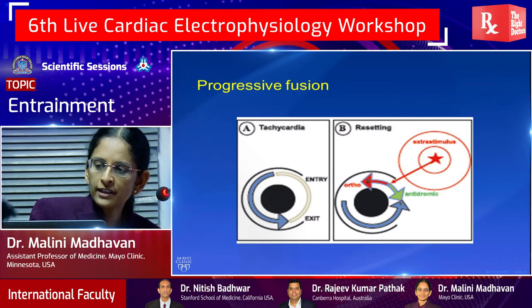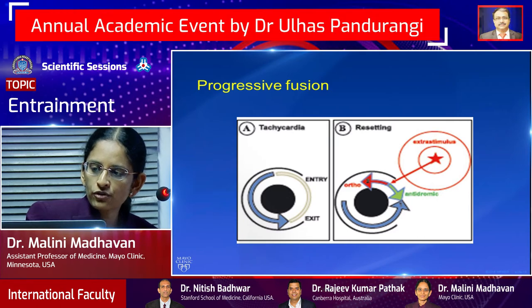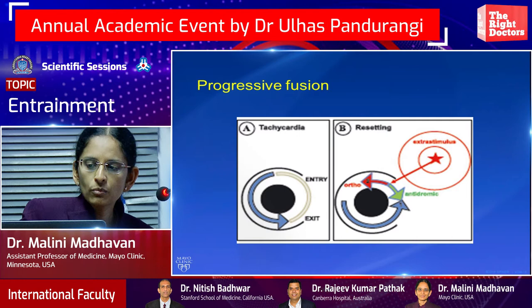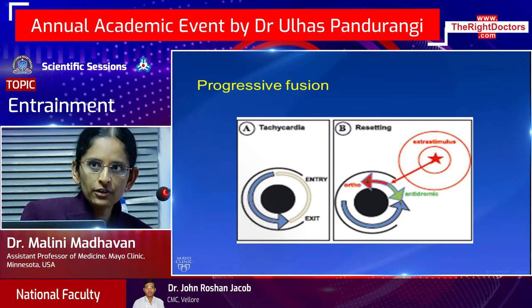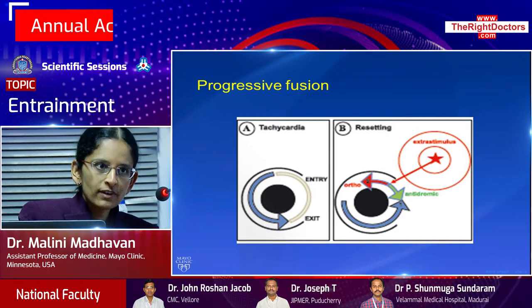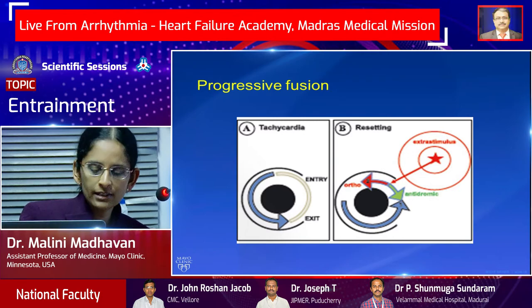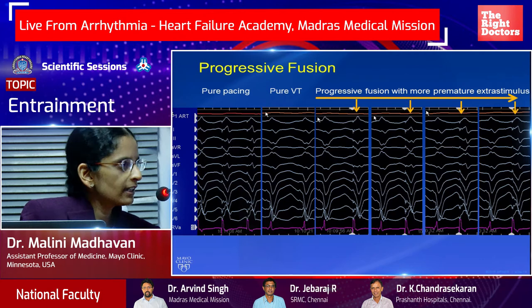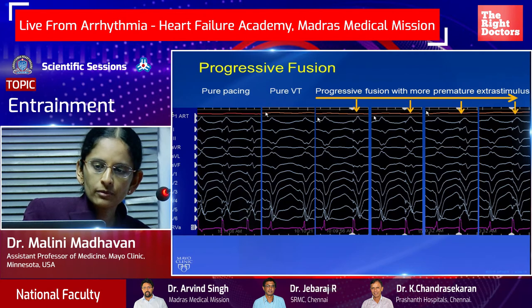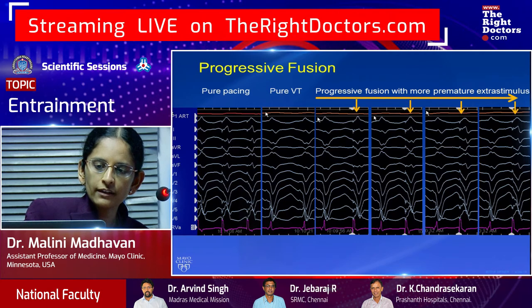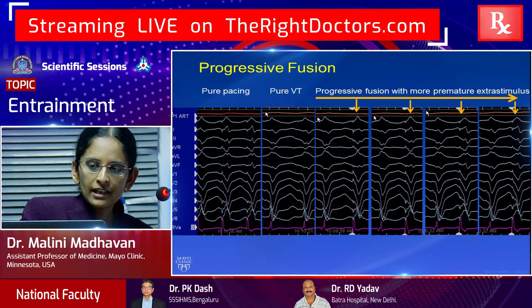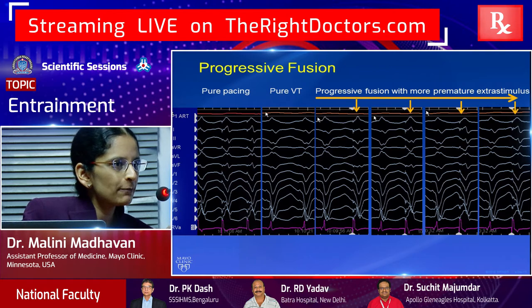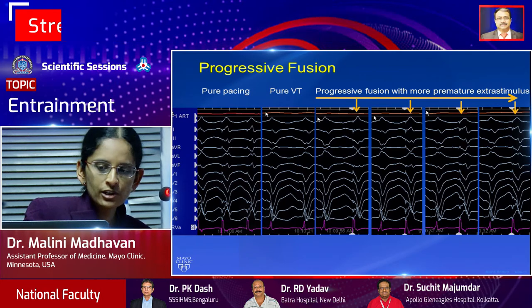In other words, where the collision between the extra stimulus and the antidromic wavefront occurs is going to occur more and more towards the circuit, and so you have more and more activation of the myocardium by the pace stimulus itself. So as an example, let's take a look at the same VT that we looked at in the other example. So this is pure pacing alone in the first panel here. This is pure VT. And let's start looking at what happens if you bring in that PVC a little sooner and then a little sooner, right?